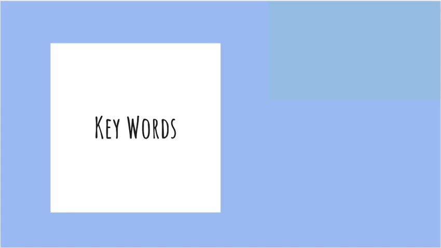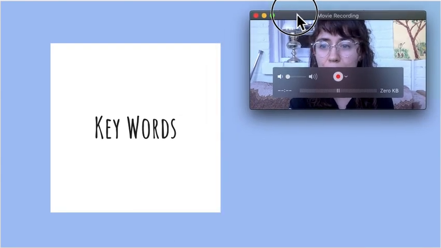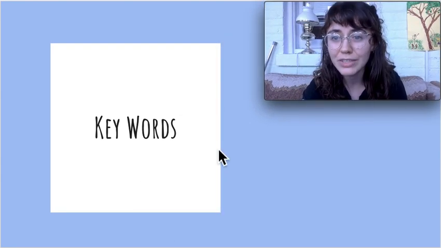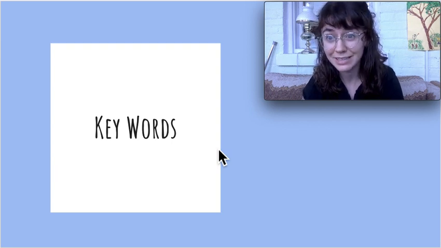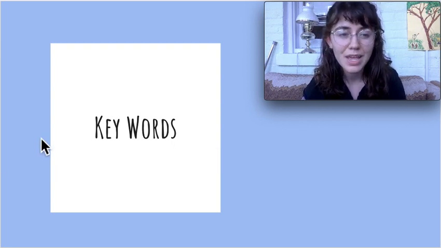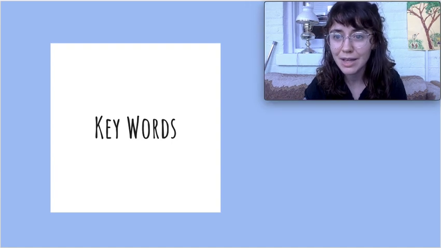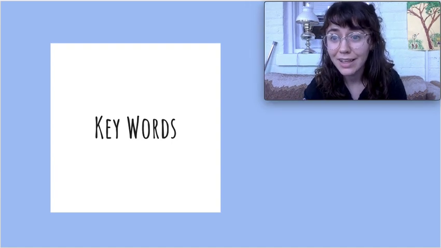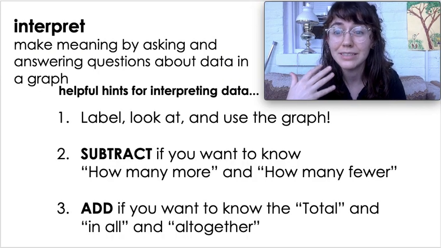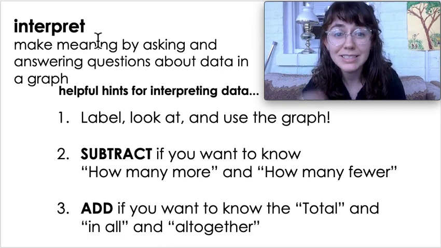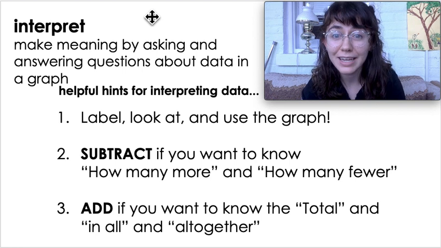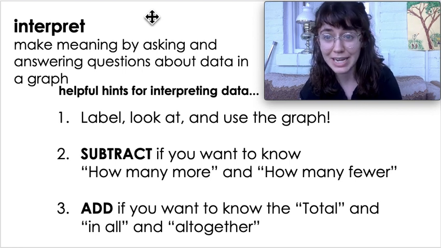Now let's look at some key words about the other thing we've done. We haven't just created these graphs and tables, but we've done a lot of work to answer questions about them. And when we answer questions about data, that's actually called interpreting. To interpret means to make meaning by asking and answering questions about data in a graph.